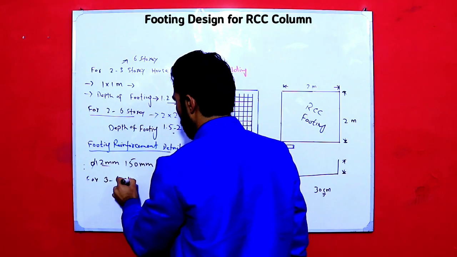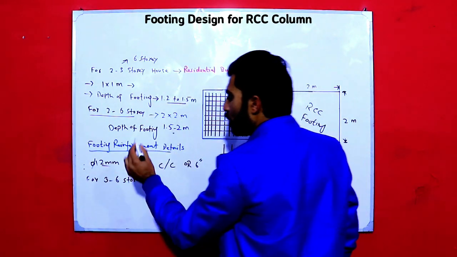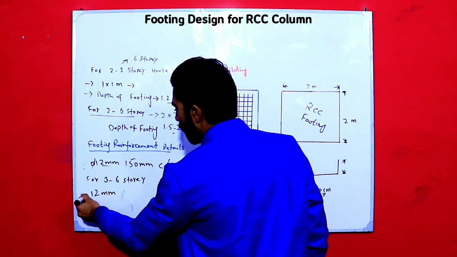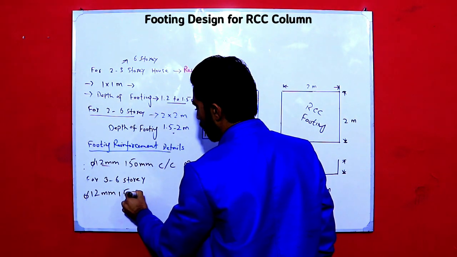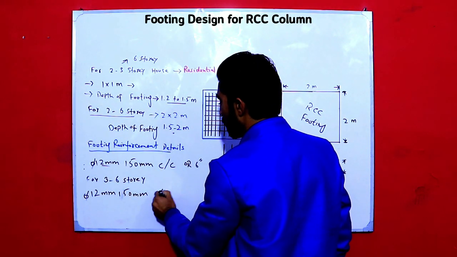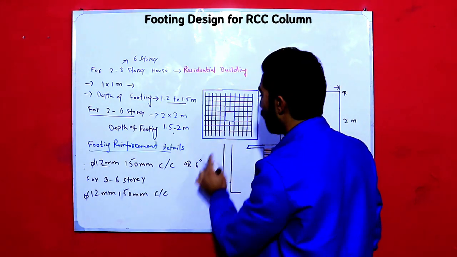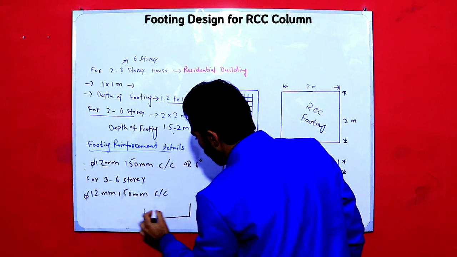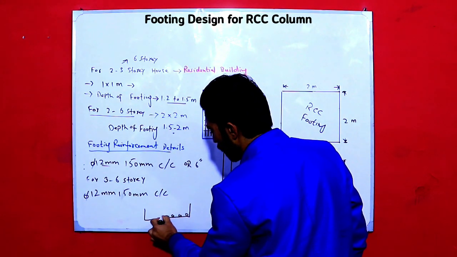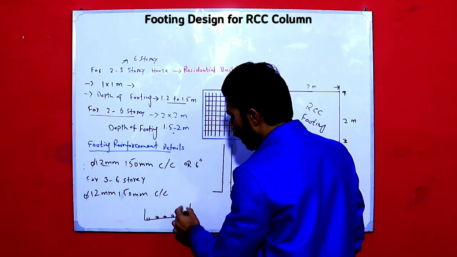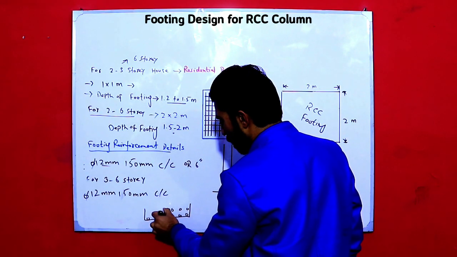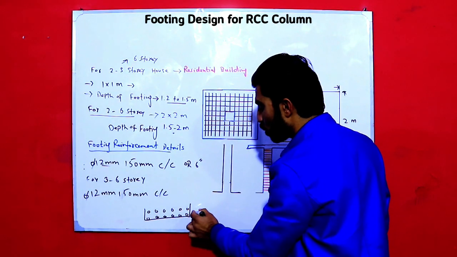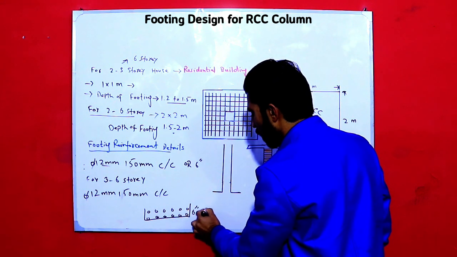Okay, now guys, for 3 to 6 story, use the same 12 millimeter dia of steel bar and 150 mm spacing. But guys, we will provide here double mesh. The mesh should be double here, same like this, as you can see. These are steel bars in cross section. Again we will provide the other mesh here, and the spacing between two mesh should be minimum 6 inches or 150 mm.